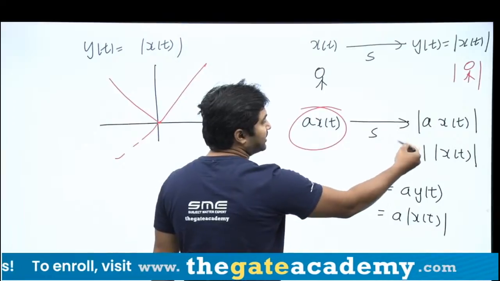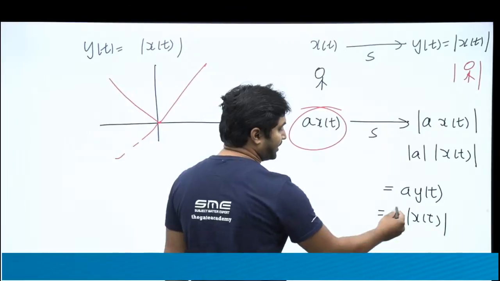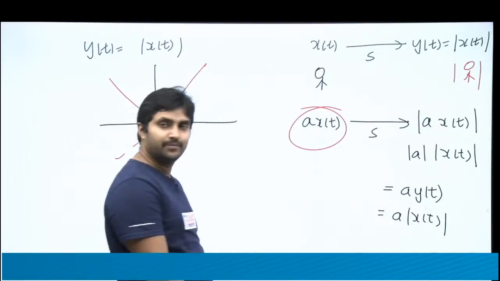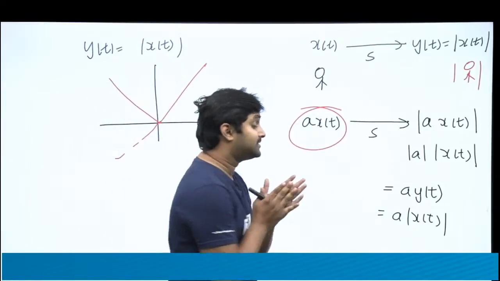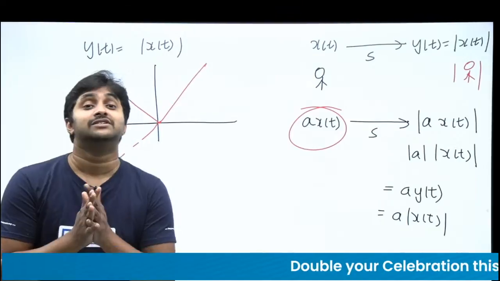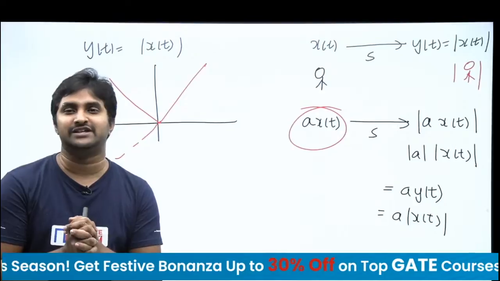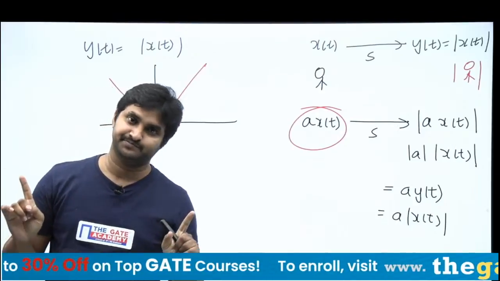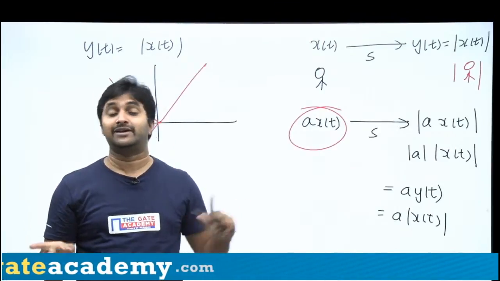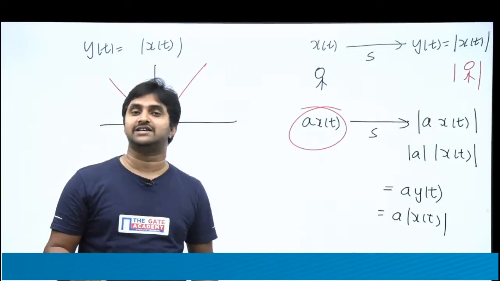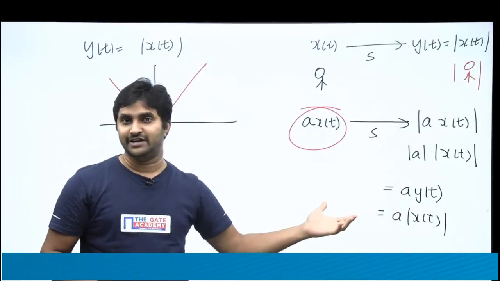If a is equal to -1, here it is mod of -1, which is 1, times mod of x of t. Here it is -1 times mod of x of t. There is a problem. So someone says, sir, for a is equal to 1, it is satisfying. A is equal to -1, it is not satisfying. No, it cannot be like that. A can take any value. A has to take any value, but still it has to be applicable. But here in this case, if a is a negative number, then it is not applicable. Then it cannot be a linear system.